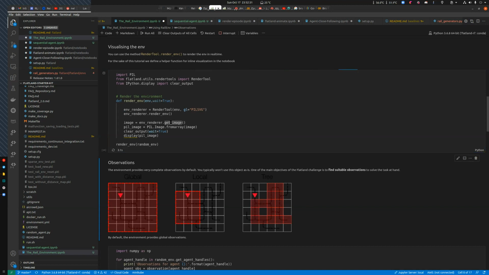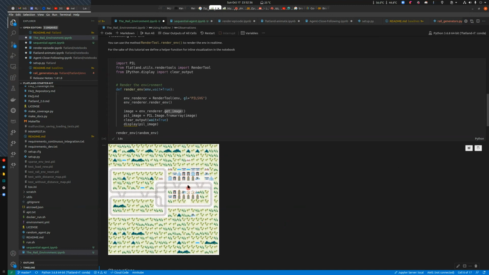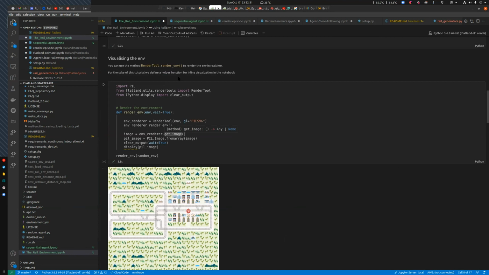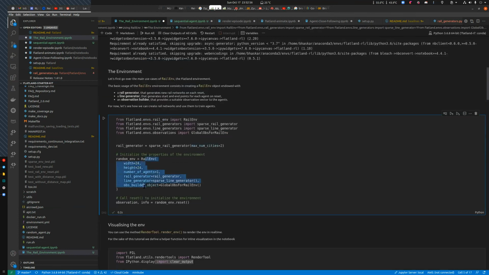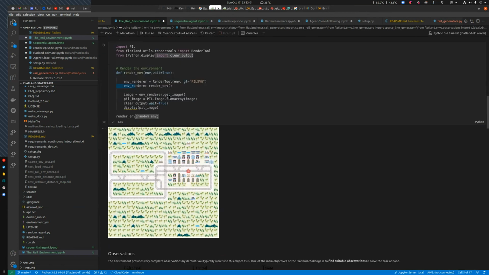Having a particular number of railway lines, the crossings, the number of stations, and all, as we have defined it here. So this is a custom gym environment type interface that we are using.